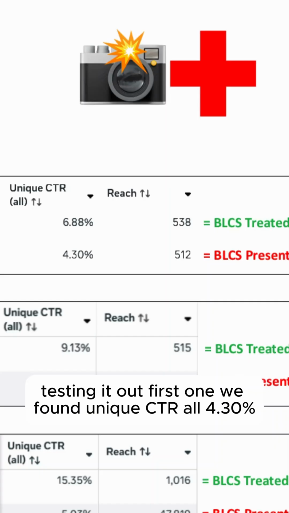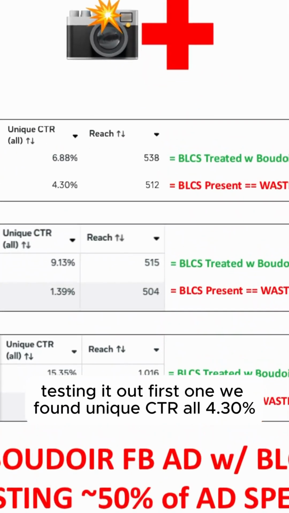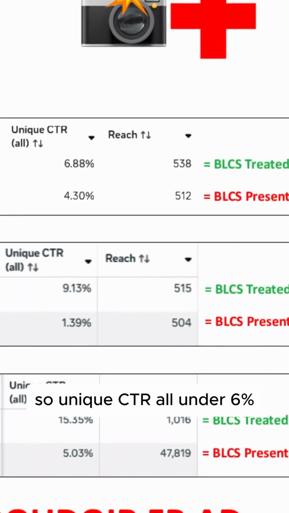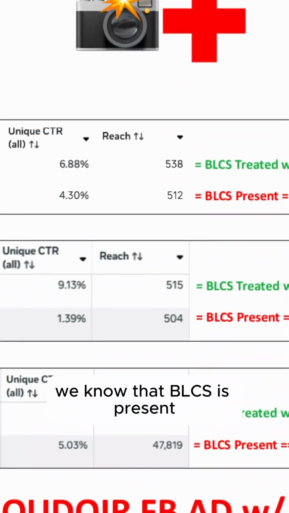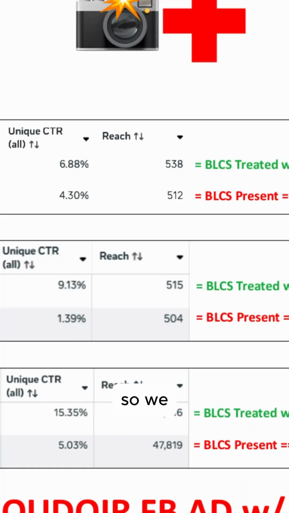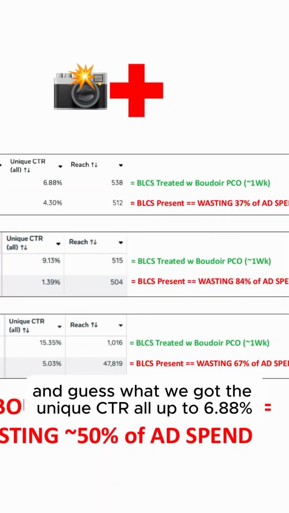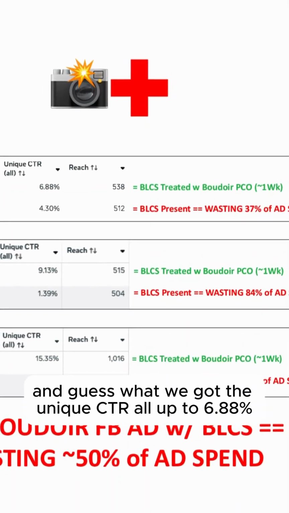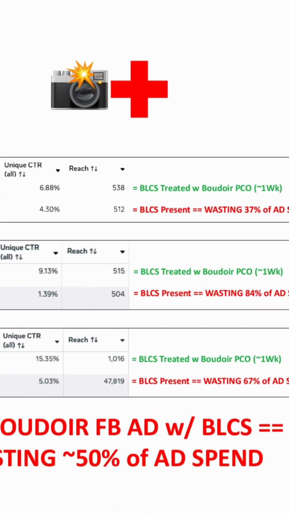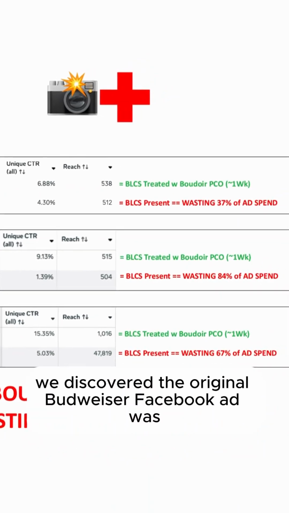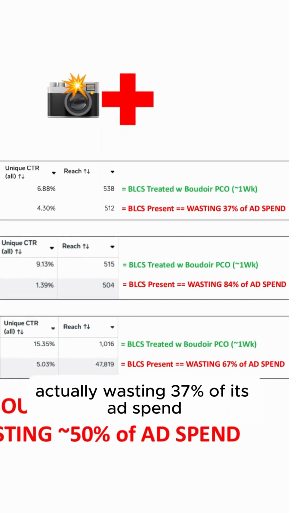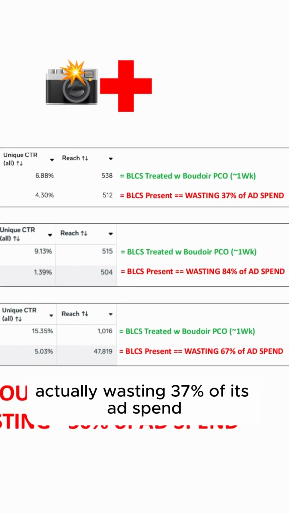First one we found, unique CTR all 4.30%. So unique CTR all under 6%. We know that BLCS is present, aka Boudoir low click syndrome. So we got the treatment, treated with Boudoir Pico. Takes about a week. And guess what? We got the unique CTR all up to 6.88%. So we discovered the original Boudoir Facebook ad was actually wasting 37% of its ad spend of what it could have been achieving.